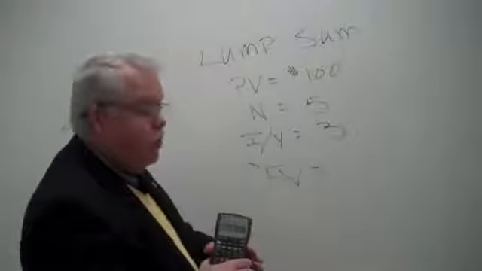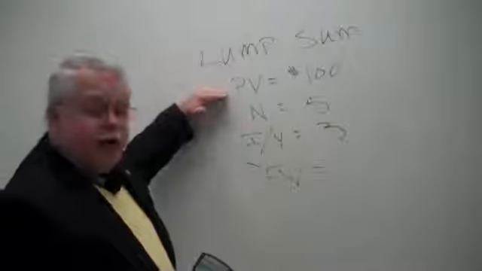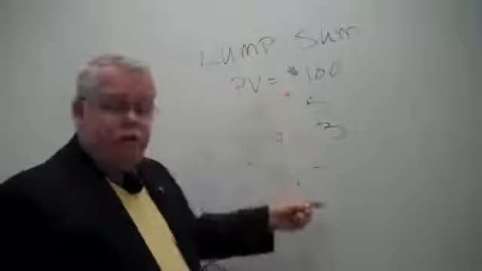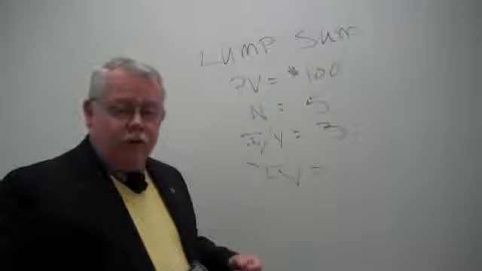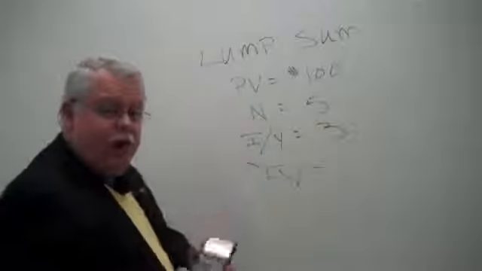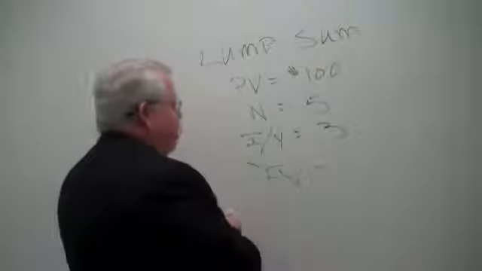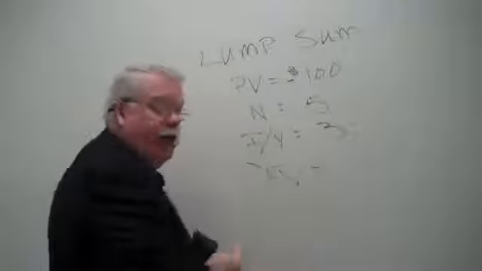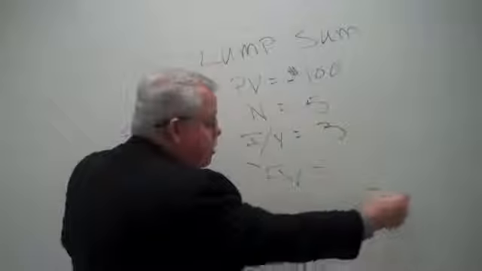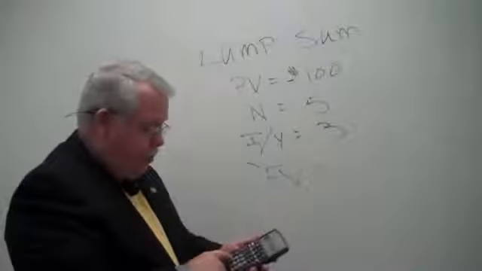The second thing is to recognize, at least with the Texas Instruments, that the present value or the future value, one or the other, must be entered as a negative number. It doesn't matter which one, but imagine I'm going to take $100 out of my pocket, so it's a negative flow. So I'm going to say the present value is a negative 100. Then I'm going to put these other numbers in and calculate future value, and it will come out as a positive number.